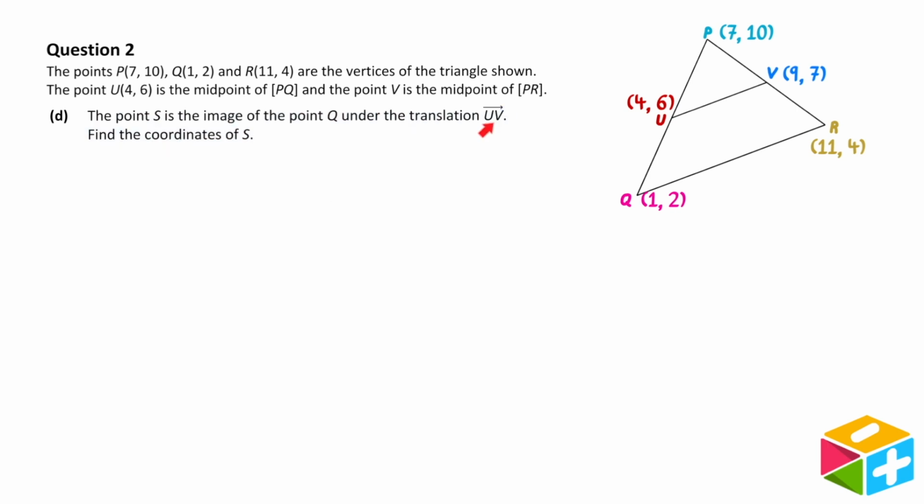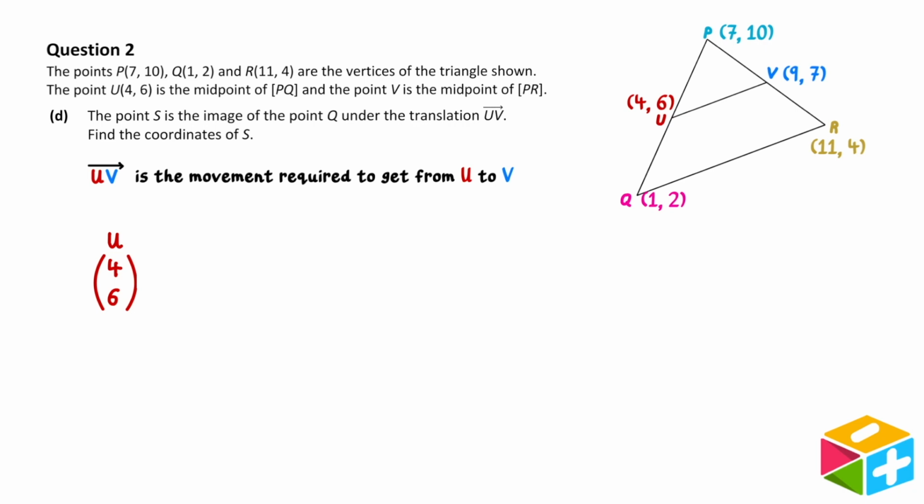The translation UV with an arrow over it is the movement required to get from U to V. We know that U has coordinates 4, 6, and V has coordinates 9, 7. So how could we get from U to V?